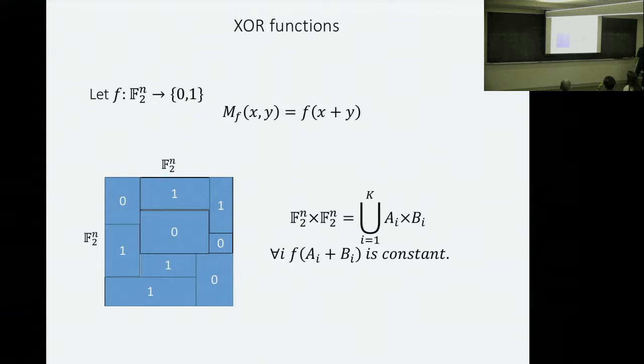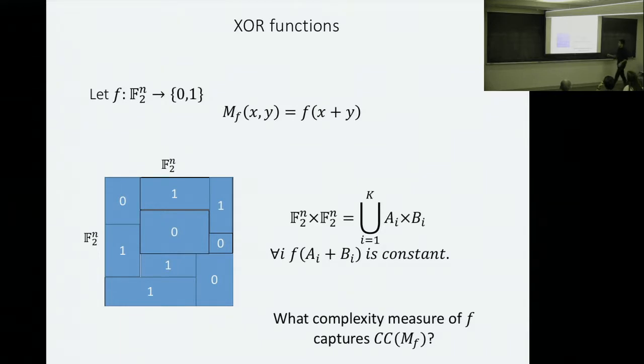Now, the previous natural question that I asked is translated to the following. What is a natural complexity measure of the function that would capture this communication complexity? A very interesting measure for a given function on F_2^n is called the parity decision tree of the function. So let me just explain what parity decision tree means.